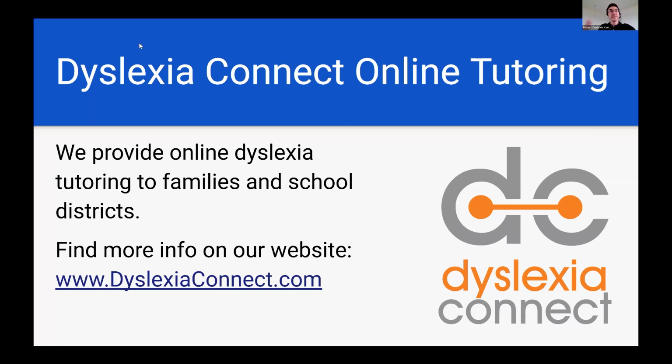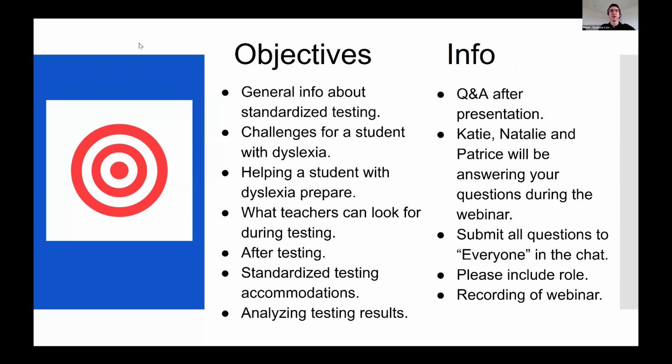Thought we would go over the objectives for today and some additional info. We're going to start by talking about general info about standardized testing. Then we're going to go on to challenges for a student with dyslexia, talk about helping a student with dyslexia prepare for standardized tests, what teachers can look for during testing, some things to do after testing, standardized testing accommodations, and then analyzing testing results. We're planning on having a presentation for about 25 to 30 minutes, and then a question and answer session for about 25 or 30 minutes after that.